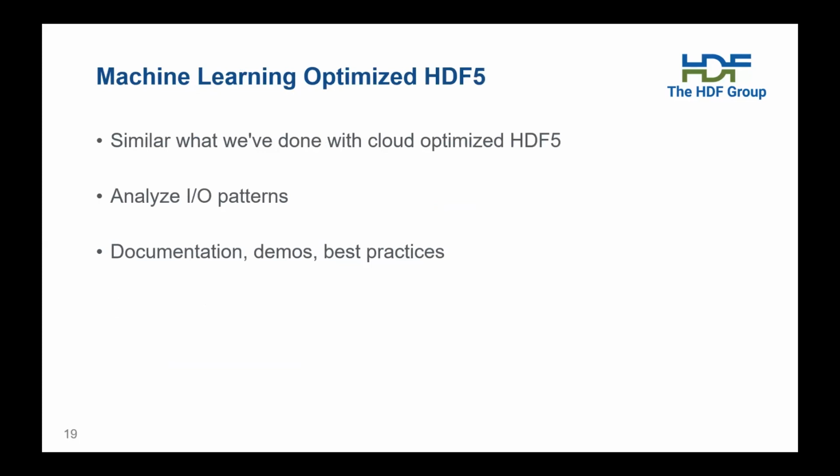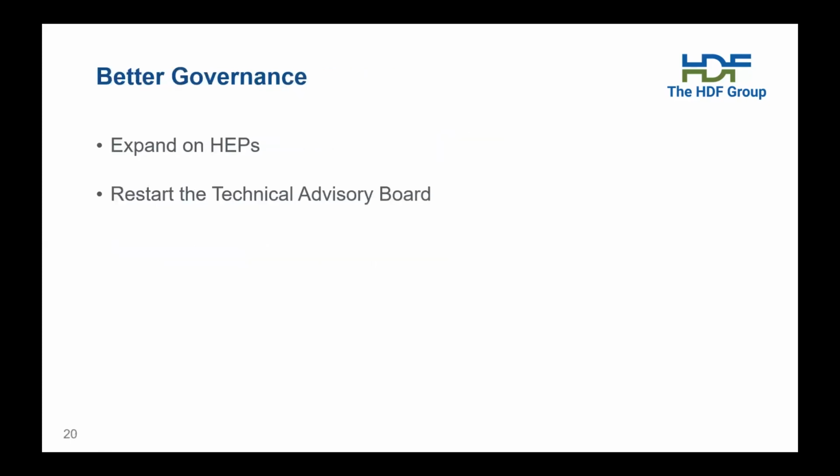And we want to take the same process that we've been doing for cloud optimized HDF5 and also do the same thing for machine learning. That has very different access patterns, and we want to spend some time over the next couple of months to try to understand better what we can do inside the HDF5 library to make HDF5 work better for machine learning training, for storing models, for things like that. To document things, have some examples, have some best practices.